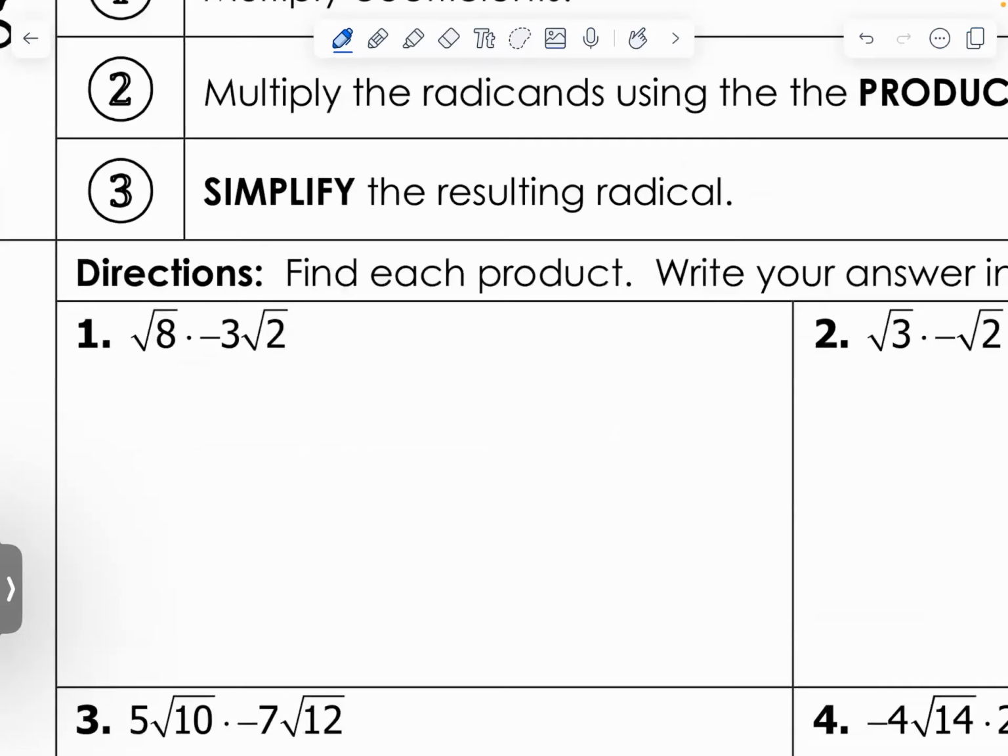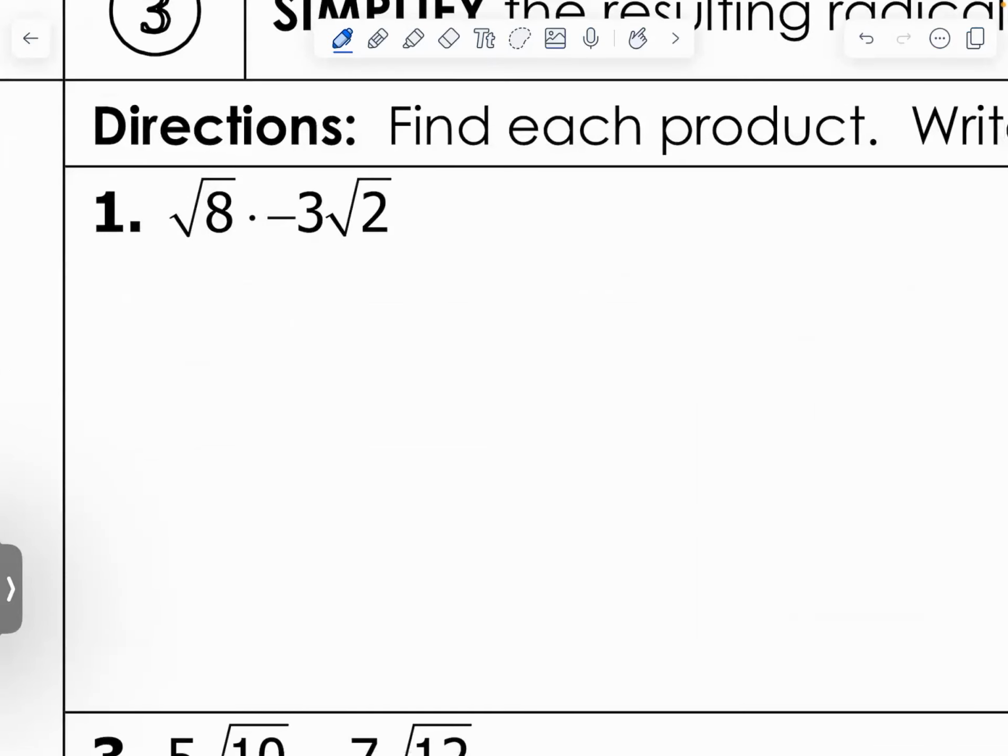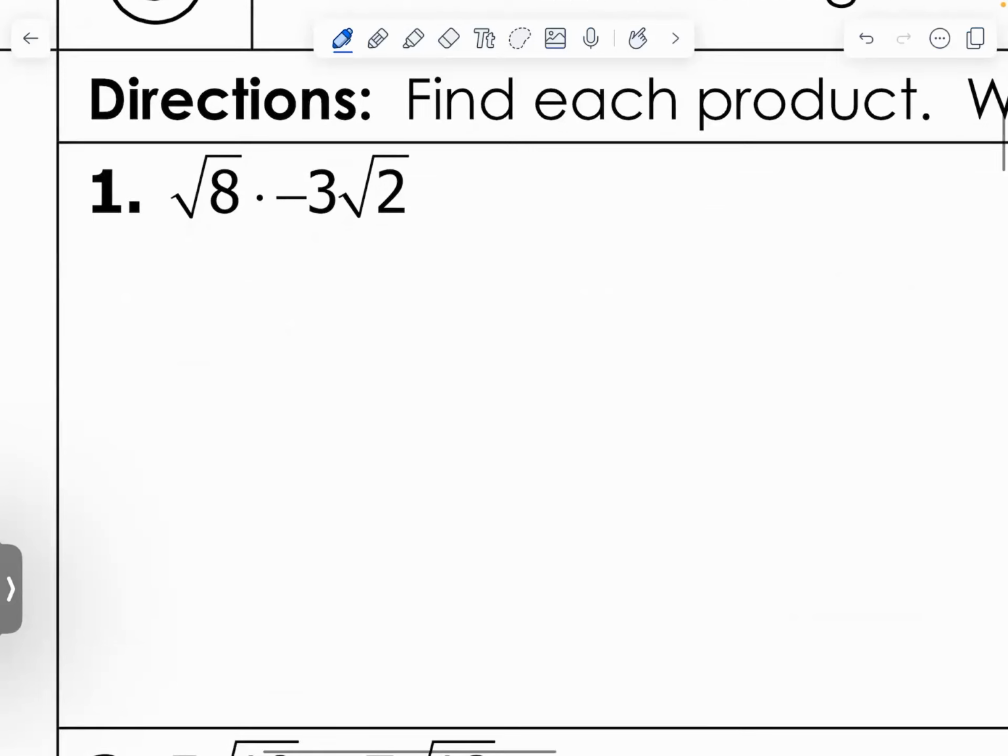Okay, so how about we talk about number 1 first? What number is in front of square root 8? I'm just going to put a 1 there just so we think about it being there. We're going to multiply the numbers on the outside, the coefficient. So we're taking 1 times -3. What is that? Then under the square roots, we have 8 times 2. What is that? 16. So we have -3 square root 16.